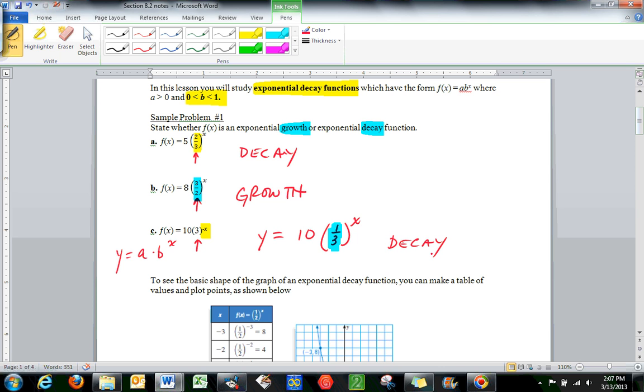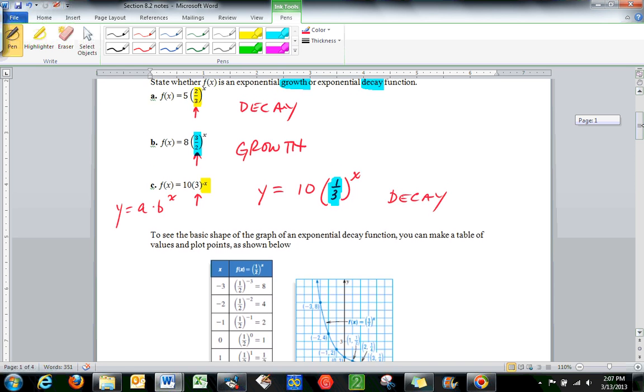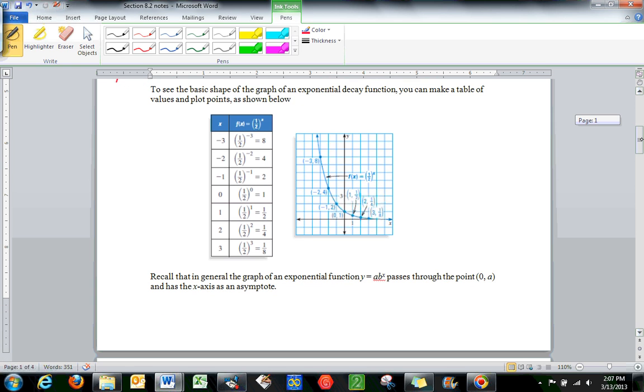So this first sample problem is a good opportunity for you to see different ways that exponential functions could end up being written, and quickly determining whether it's a growth function or a decay function. Now, the remainder of this section is going to focus on decay and graphing decay functions and decay models.